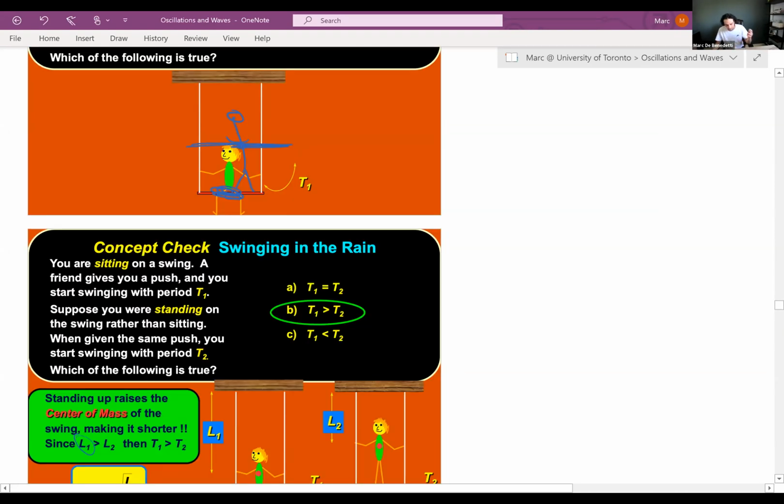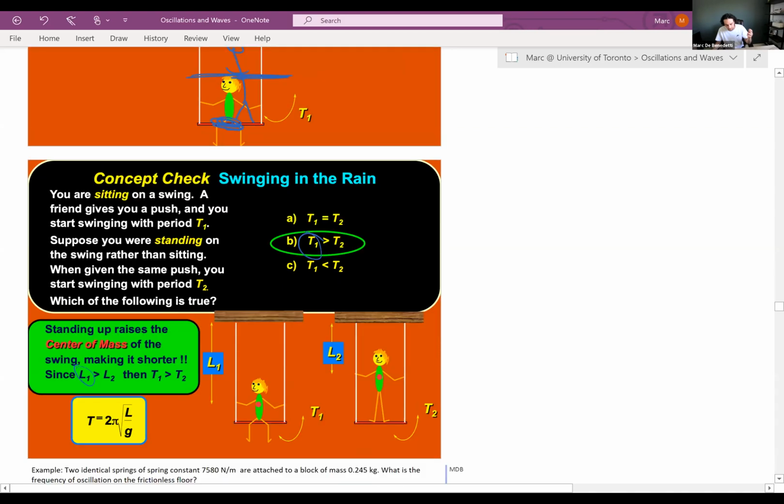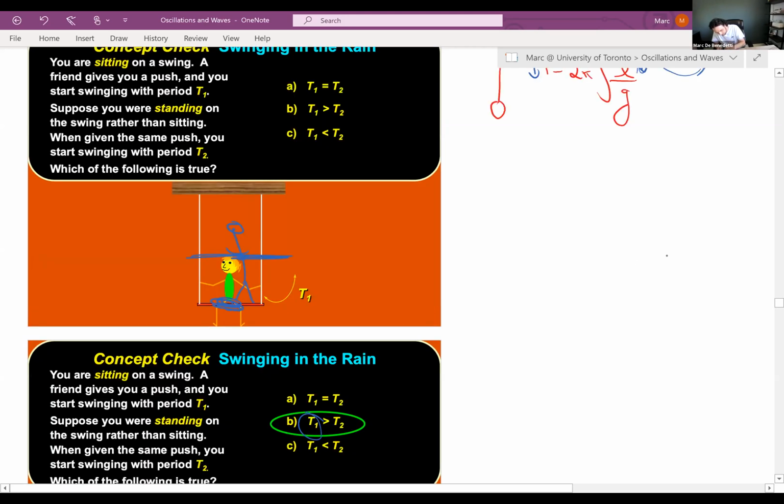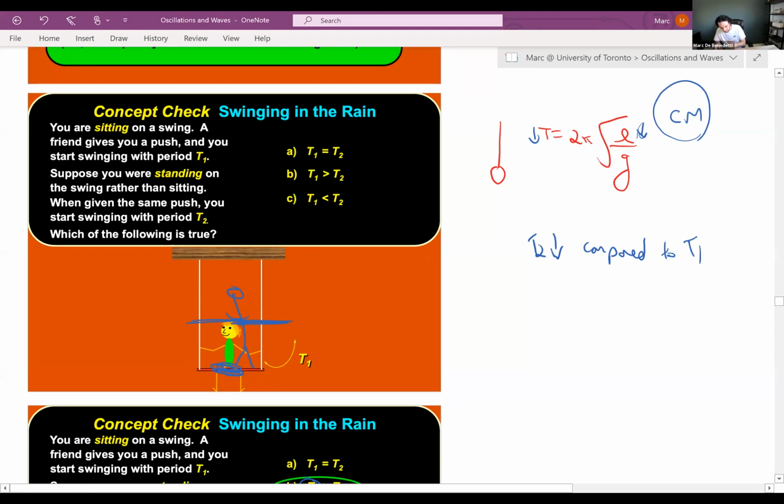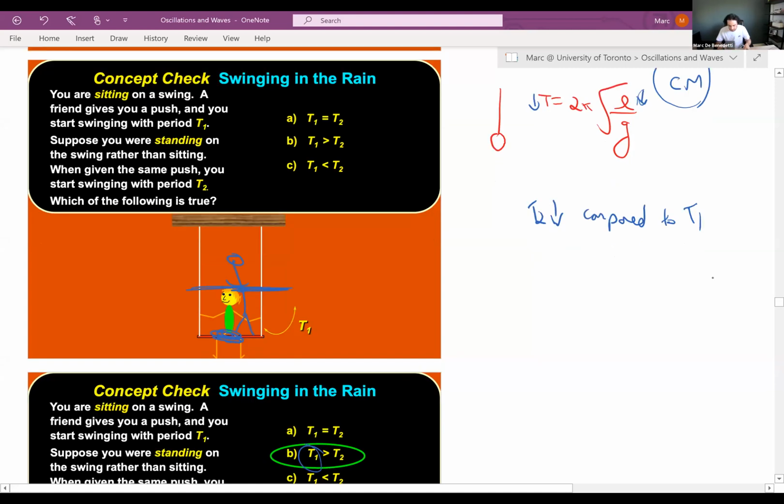If L1 is bigger than L2, then T1 is bigger than T2. T2 goes down compared to T1. So there you go. This means that T1 is larger than T2.